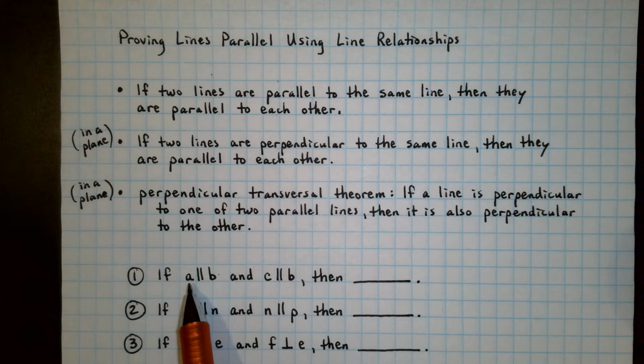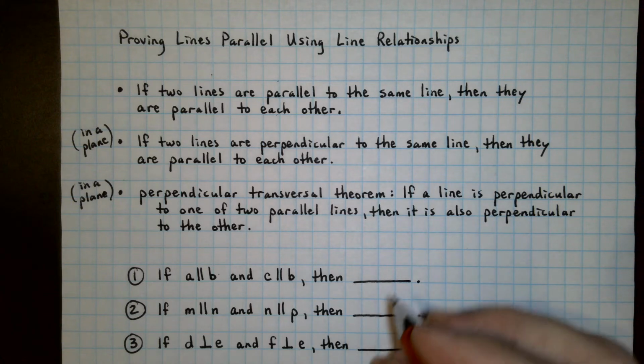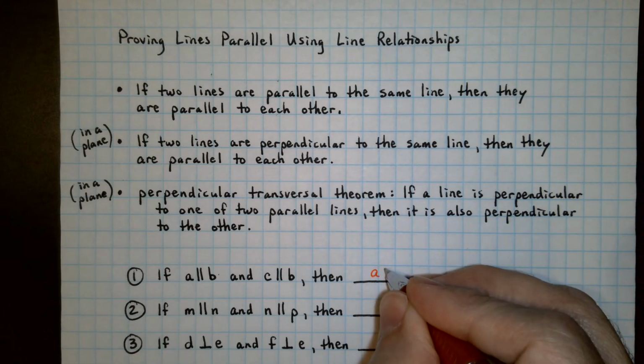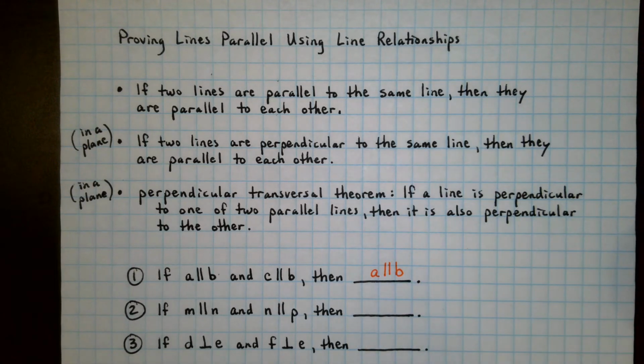Here we have line A that's parallel to B. We also have line C parallel to B. Since both line A and line C are parallel to the same line, then they're parallel to each other. So the conclusion is that A is parallel to C.